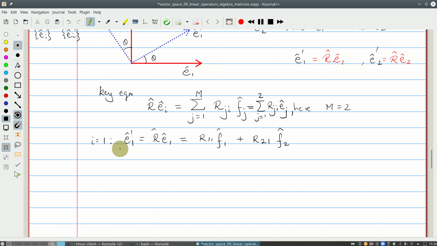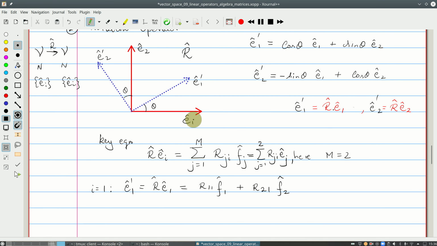Now take the case i is 1. If i is 1, then we have R hat operates on e1 hat, and it gives us e1 prime hat, which is given by this expression here. So I've written it down here: R hat operates on e1 hat, and that gives us e1 prime hat. From this sum over here, remember i is equal to 1, so we can write this as R11 e1 hat plus R21 e2 hat.